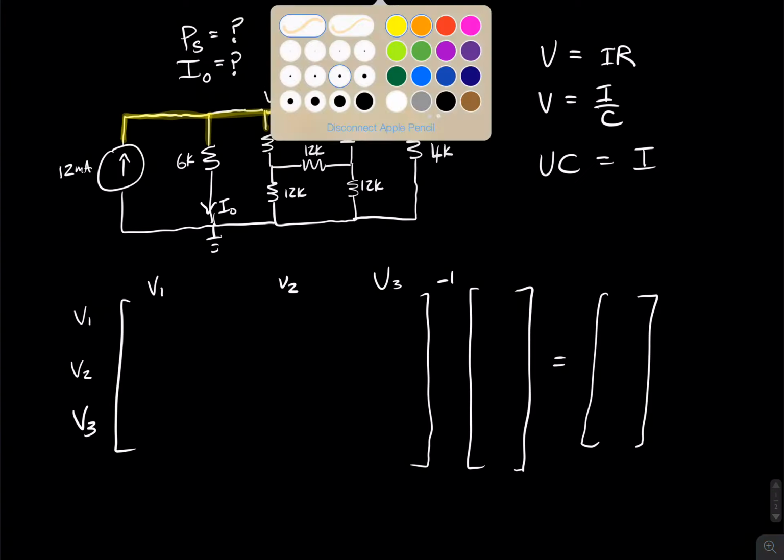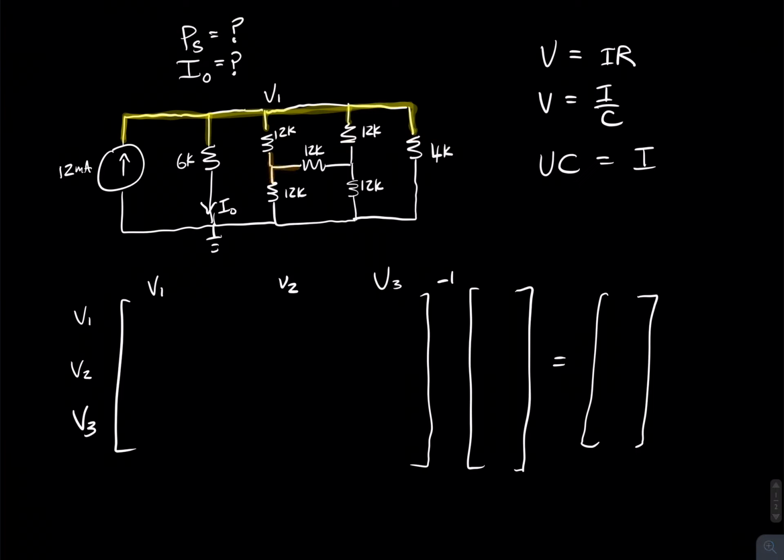And then we also have another node right here. So remember, where two or more resistors or components are connected together, you get a node. So we'll call this guy V2, and then we'll call this last guy V3 right here. And then obviously you have ground at the bottom. I've already drawn my matrix down here.